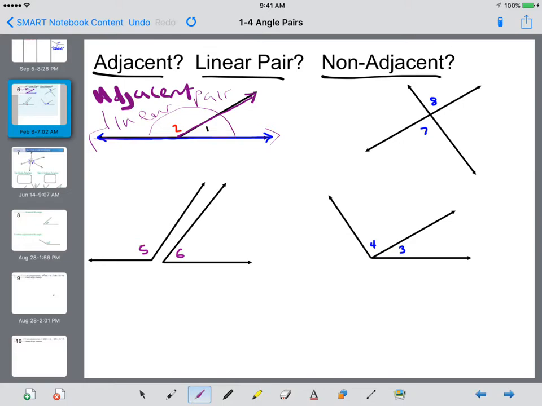7 and 8 here, they are not adjacent. They don't share a common side. No sides are common between 7 and 8. So these would be non-adjacent. 5 and 6, they're not adjacent either. They're not next to each other.